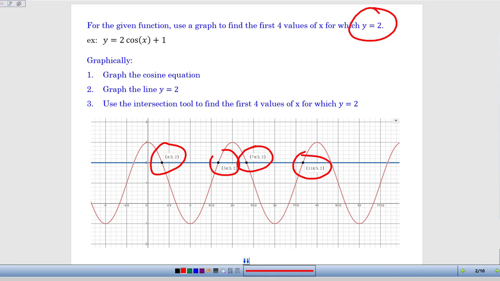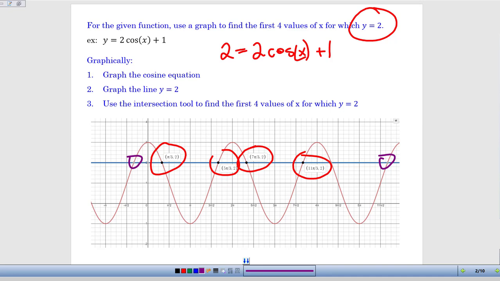So basically what we're doing is we're saying, let's solve this equation. Let's find the values of x that make that work. One way that we can do it is by using a graph like this. And we can see that those aren't the only 4 places. We have another point right here. We have another point right here.